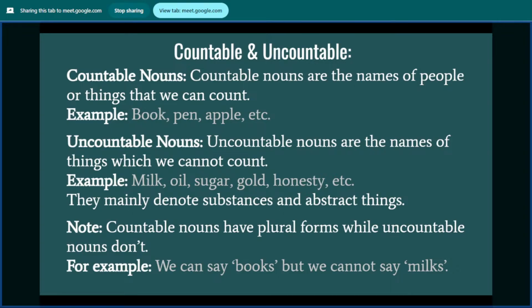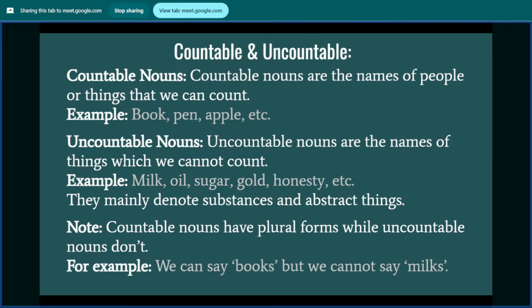Same way, if I ask you how much oil do you have, can you tell me in number? No, you can tell me the quantity. So these are uncountable nouns, the things basically that we cannot count. It might be very tedious to count. Examples like substances which we have, milk, oil, water, all these are uncountable nouns. Same way, sugar, gold, all these are uncountable. Same way we can say honesty, happiness. Can we count them?